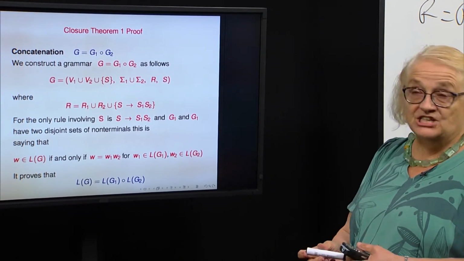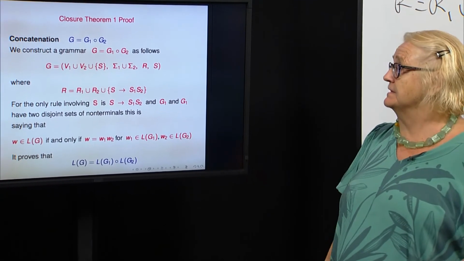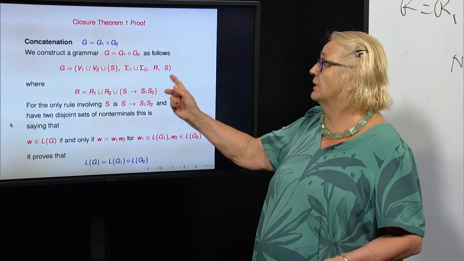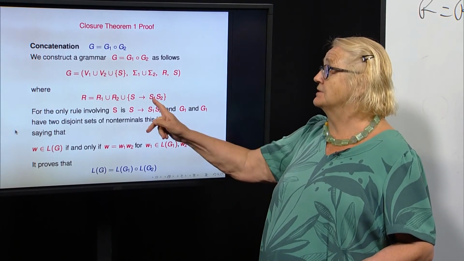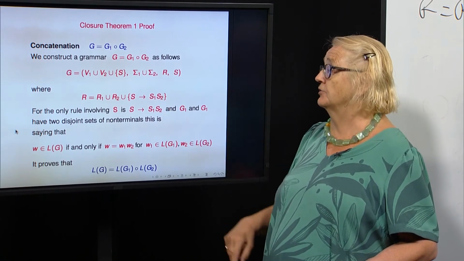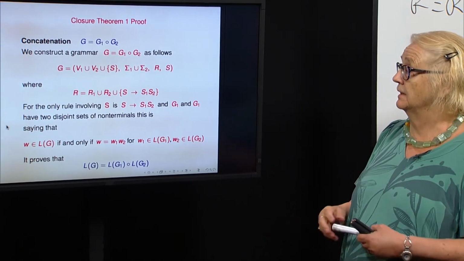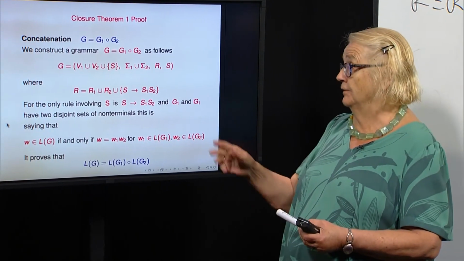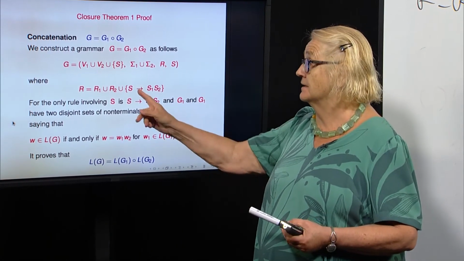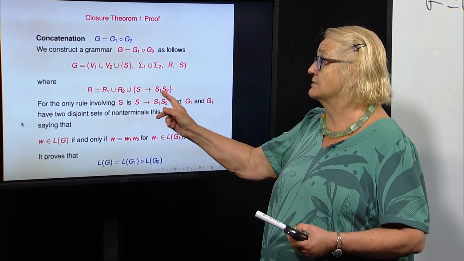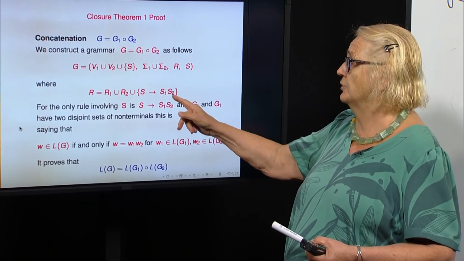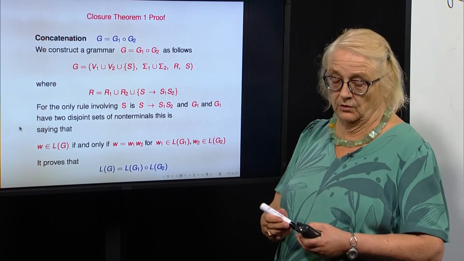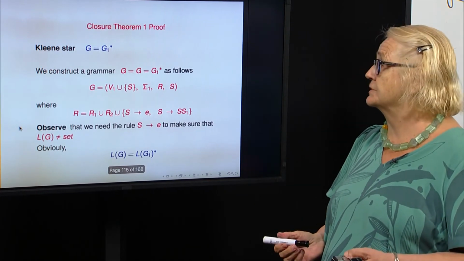So concatenation is also easy. It means that you have a new symbol and you concatenate. So you have S1 and S2, you take S and you go to S1 S2, and then S1 goes to S1 and S2 goes to S2, so you have the concatenation of languages.